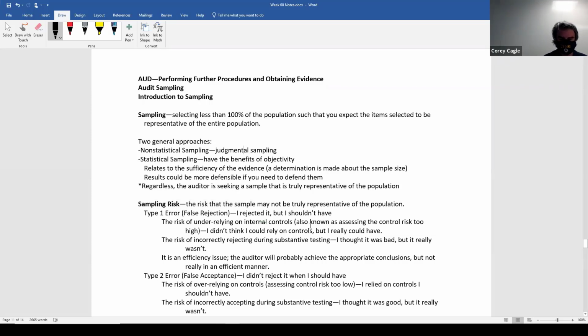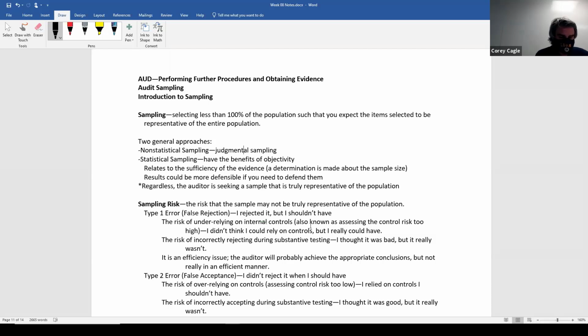All right, so with sampling, you want to test transactions and things, but you don't want to test every one of them because that would take forever and would be impossible in some cases. So you are looking to select some portion of the population that should be representative of the entire population. It's a sample, right? So like if I randomly took 10 of y'all's test grades from exam 2, it should theoretically represent about the 75% overall average, right? If I did it right. So that's what we're looking for.